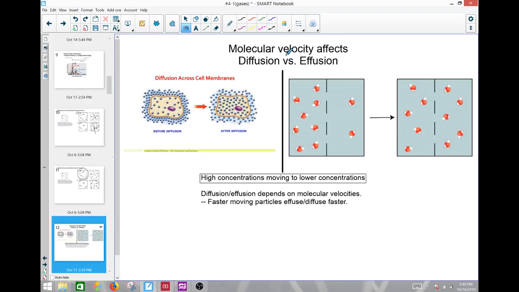Molecular velocity affects diffusion and effusion. So what is diffusion? What is effusion? Let's just go ahead and jot this down here. Diffusion is a little bit different.